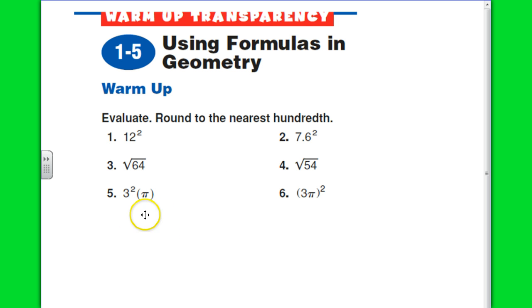9 pi. 9 pi. But then when we actually multiply by pi, you get? 28.27. Good. And remember to do that estimate before you use the calculator. So right now, 3 times pi, pi is approximately 3.14. So what would your estimate be just for 3 pi? 9.42.